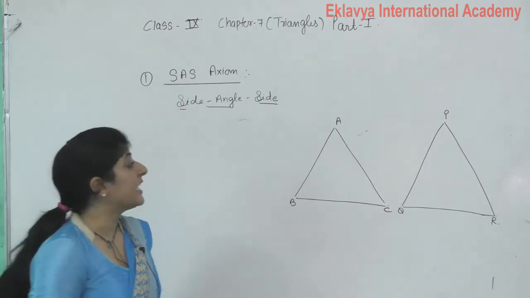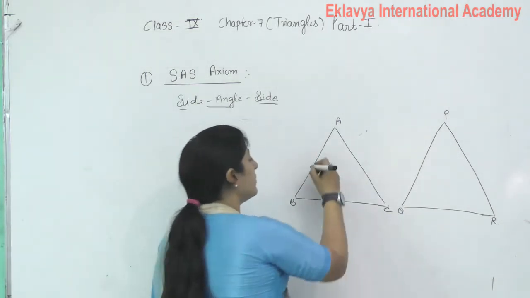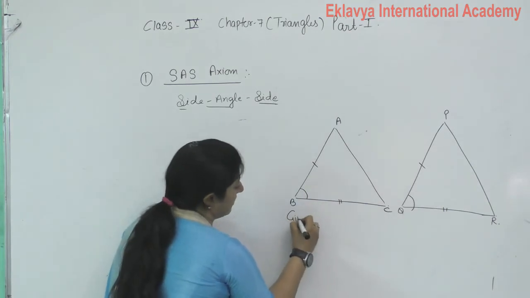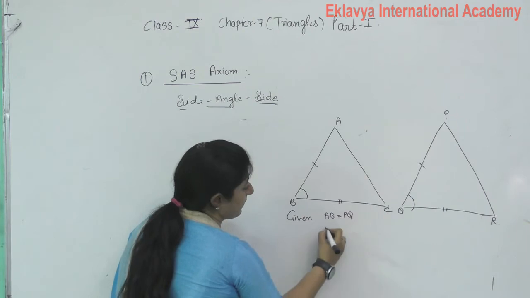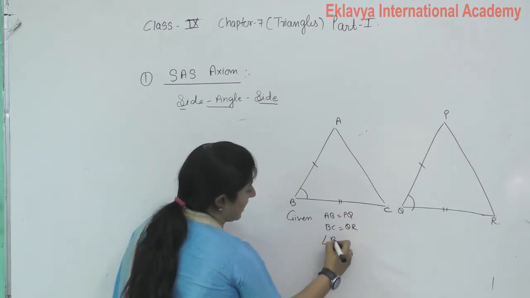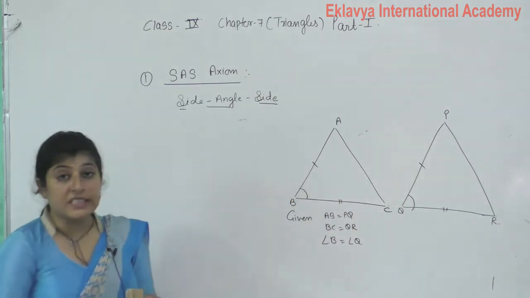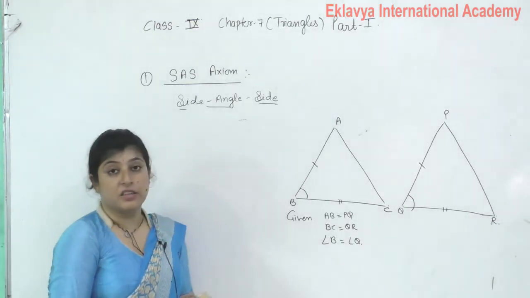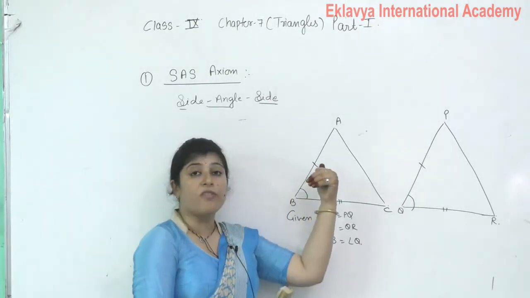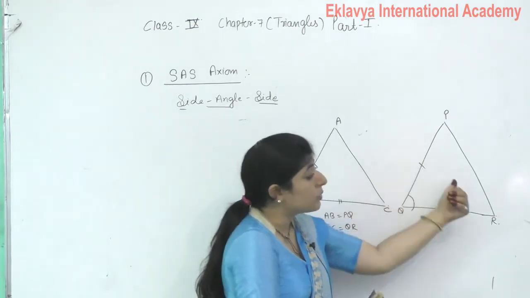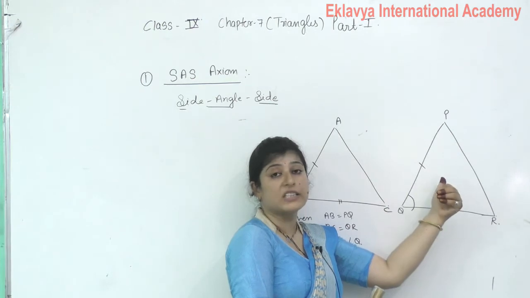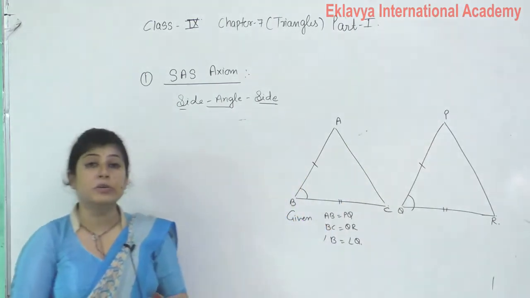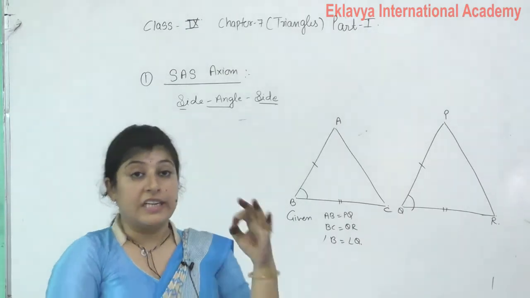In triangle ABC and triangle PQR, it is given to you that AB is equal to PQ, BC is equal to QR, angle B is equal to angle Q. It means any two sides and the included angle of one triangle are equal to two sides and the included angle of the other triangle respectively, then these two triangles are said to be congruent using the SAS axiom. इसका क्या मतलब है?